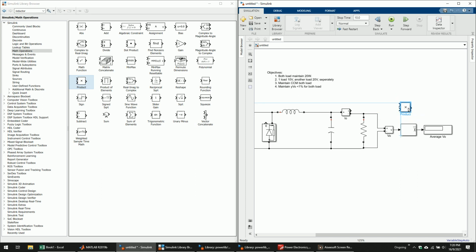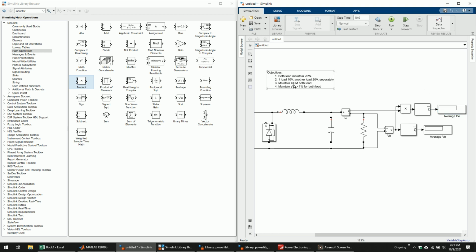Okay, of course, to calculate the power, you have to multiply V out, I out. Okay, P equals V I. And then this one is the P out, instantaneous P out. If you want to make the average P out, you just copy this and then place this. Okay, you get the average P out. So you already obtained the first and second objective.